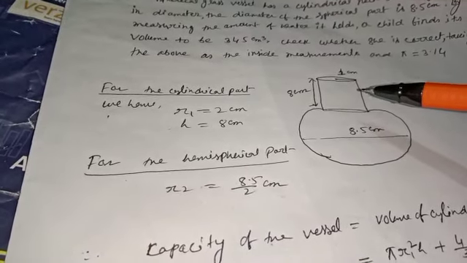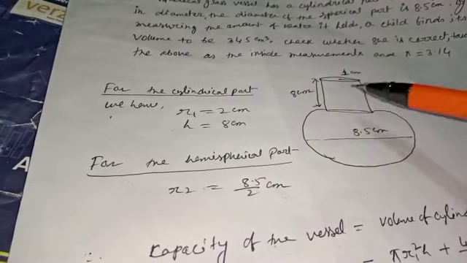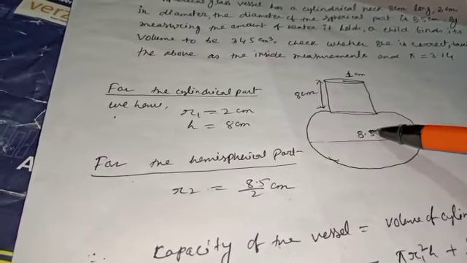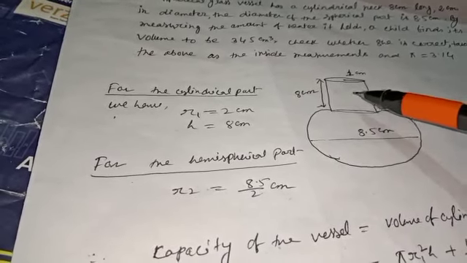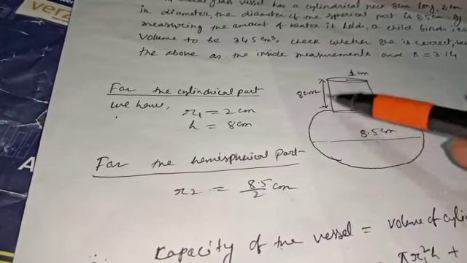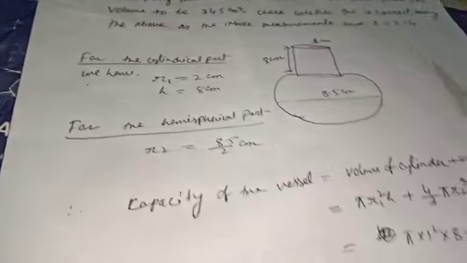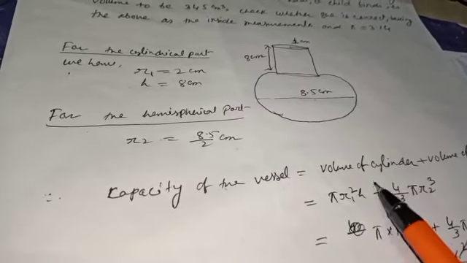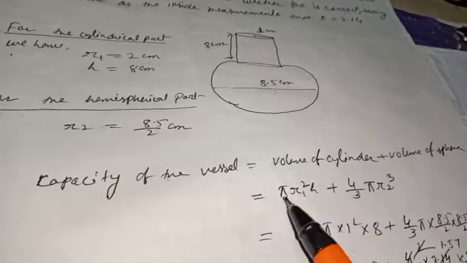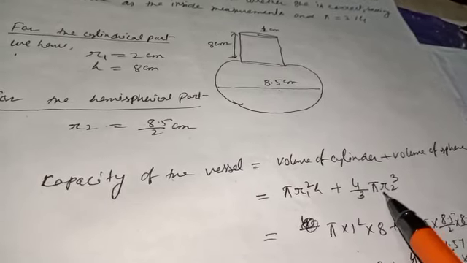Now think how to find the capacity, means volume. This is simple. Volume of this neck plus volume of this base. Base means I mean to say volume of this cylindrical part plus volume of this spherical part. Then you will get the total volume, means capacity of the vessel. Capacity of the vessel is volume of cylinder plus volume of the sphere. Put the values. Put the formula. Pi R1 square H plus 4 by 3 pi R2 cube.